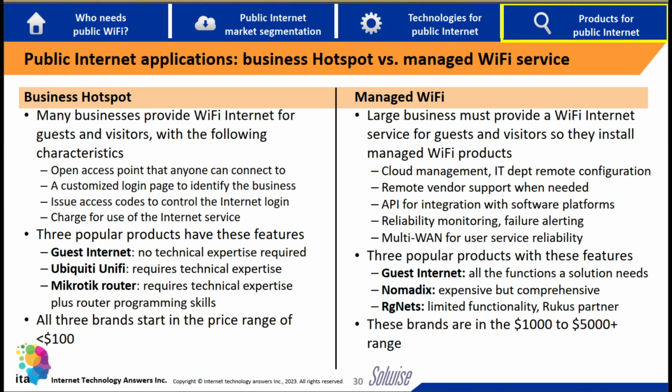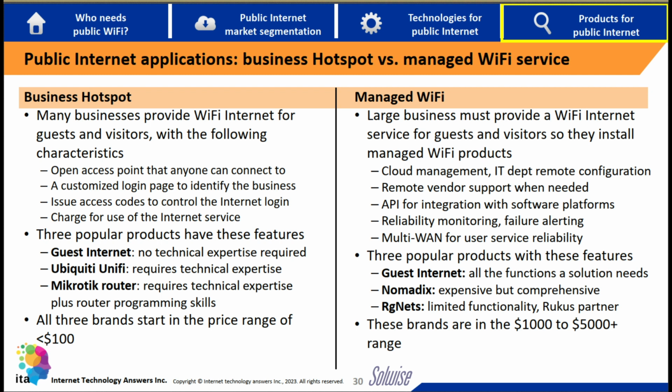So a quick summary of the applications: public internet applications, business hotspots versus managed Wi-Fi. What are the businesses looking for? Well, they want to provide a Wi-Fi service for guests and visitors, and they have a number of requirements. They may want an open access Wi-Fi that anyone can connect to. They may want a customized login page. They may want to issue access codes and maybe even charge for the service. And there are three products that are popular for this: guest internet that I mentioned, Ubiquiti Unify, and MikroTik routers are all used for this.